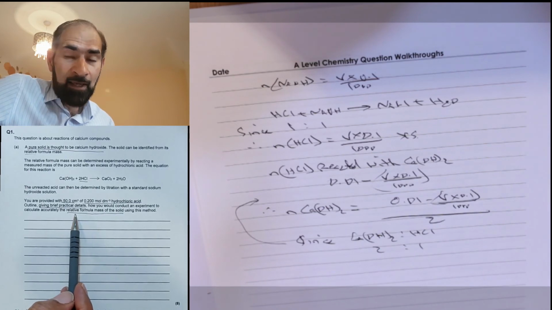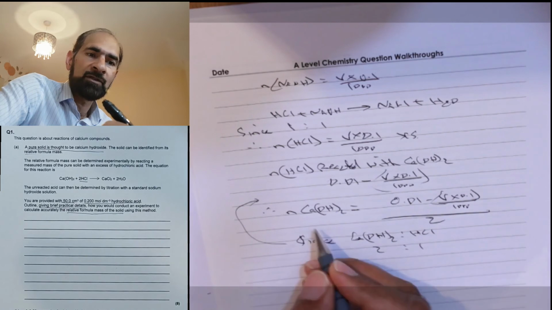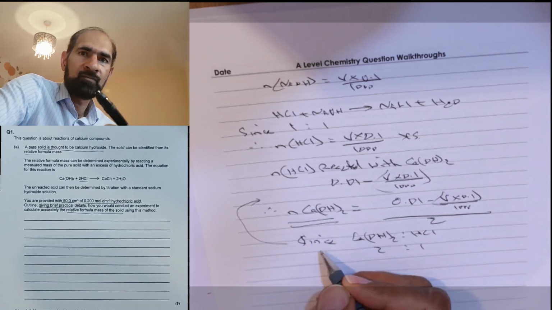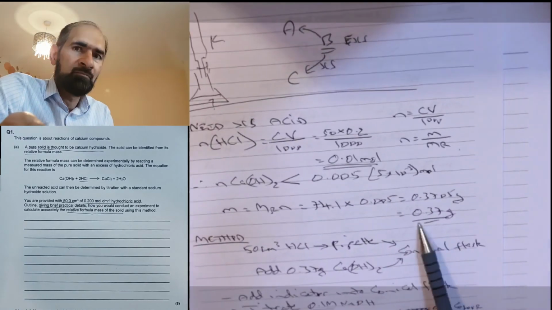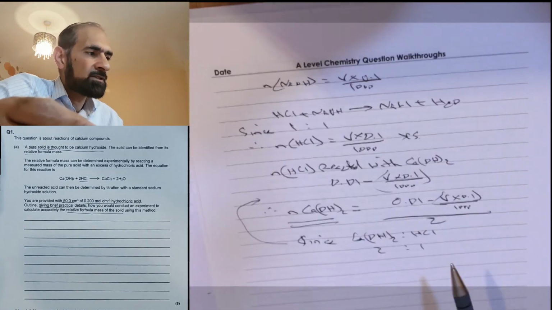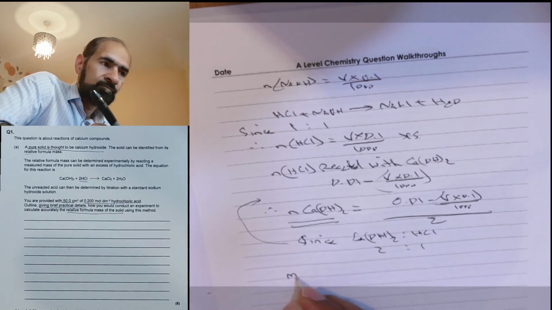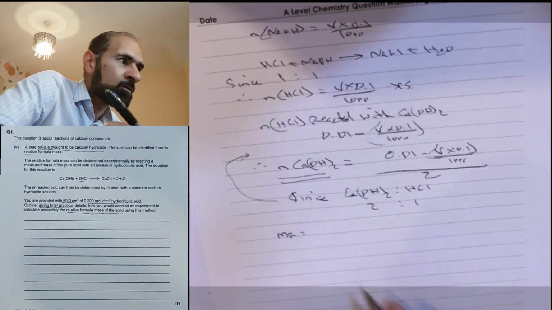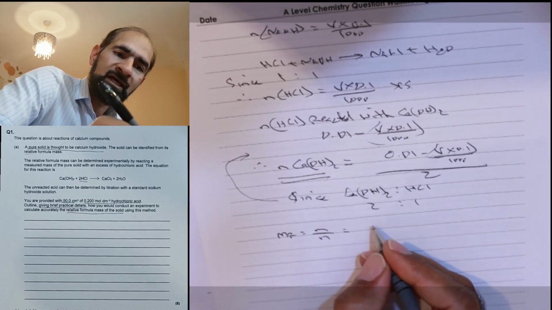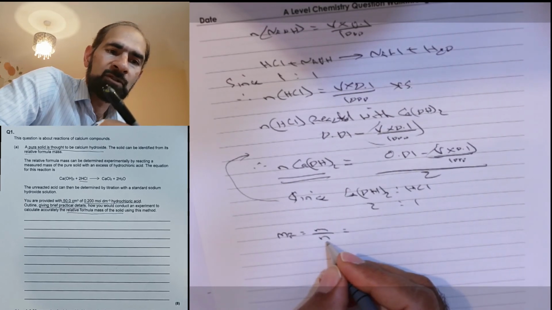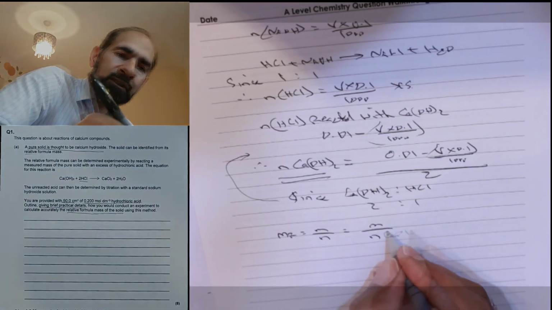So remember, they want you to work out the relative formula mass. Well, you've got the moles of the calcium hydroxide, and right at the start when you weighed it, you had the mass of the calcium hydroxide. So of course you just use MR equals mass over moles. So mass over moles of what?